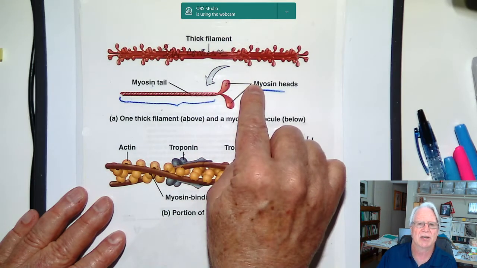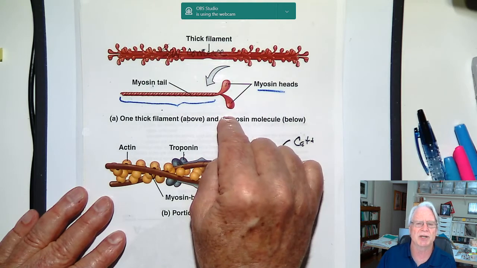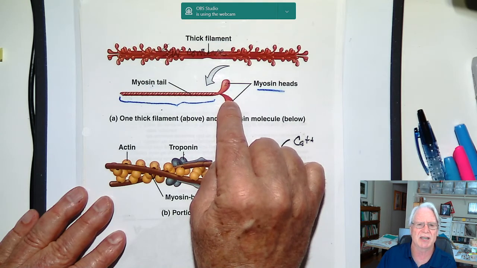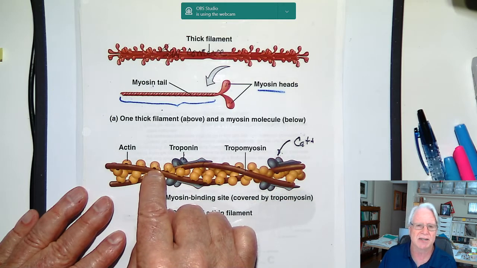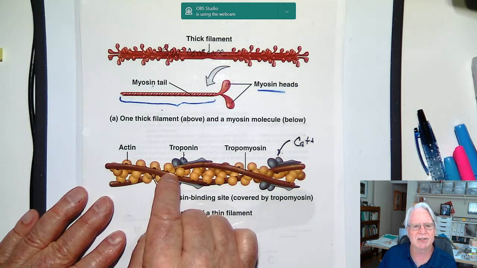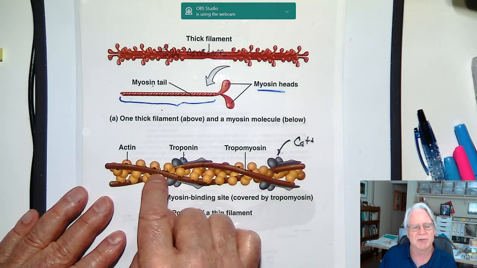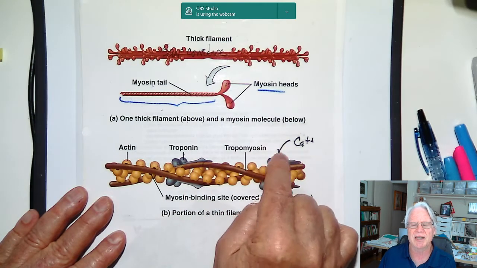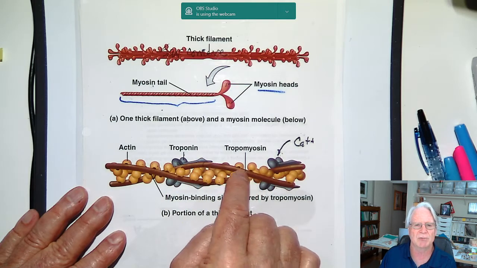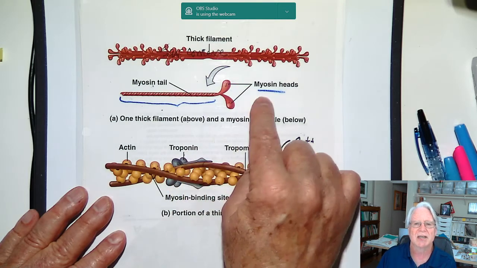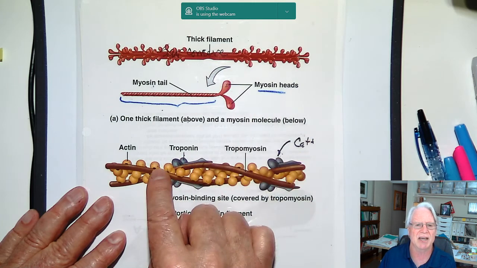myosin heads. So what we're going to want to do if we want a muscle contraction is we want to connect that myosin head with one of these binding sites on actin. Right now we can't do that because they're covered up. But if we introduce calcium into the mix, then this molecule, tropomyosin, will expose that binding site, and so these myosin heads can now connect to that point, and we create what we call a cross bridge.